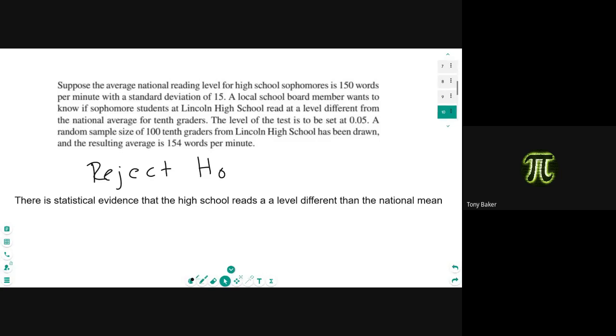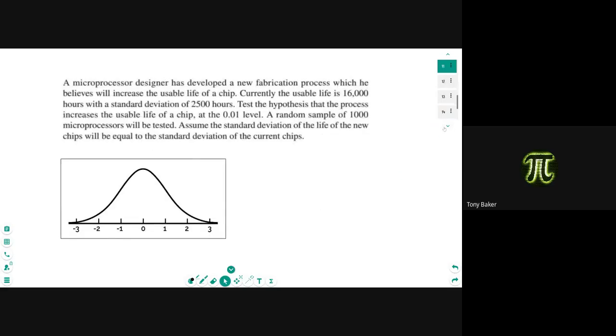So if it did land in the fail to reject, would that, like, if we're just using the cross as an example? You would say there's not enough statistical evidence to say the high school reads at a different level than the national. Okay. At that point. All right, let's do another one.